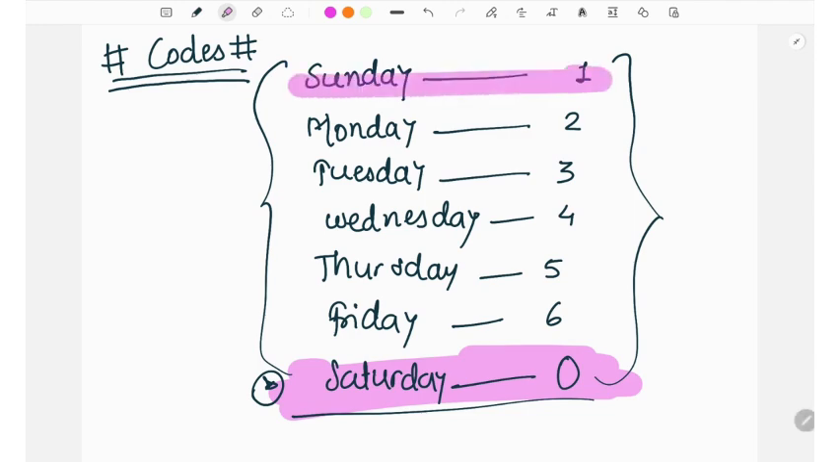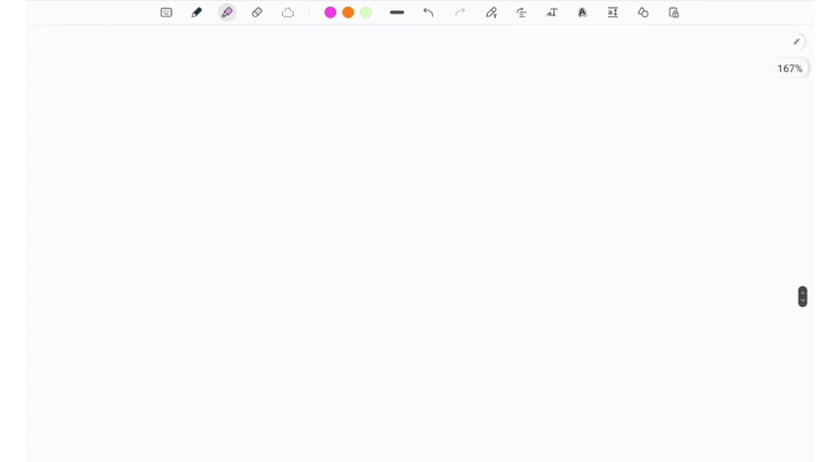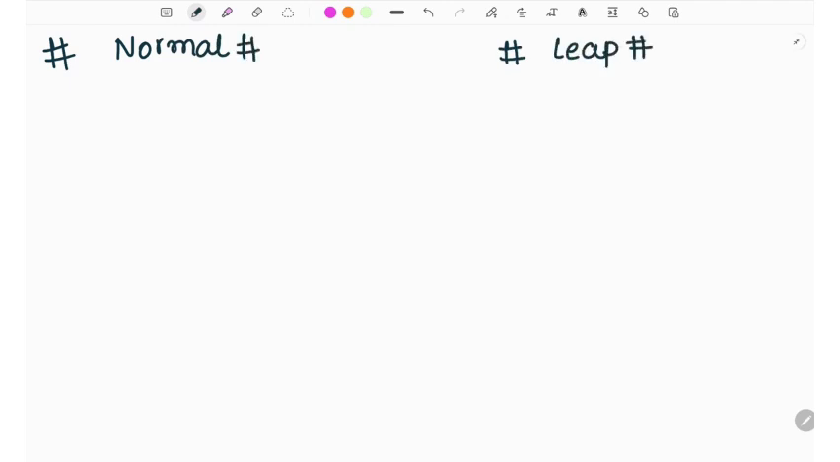Okay, starting up with Sunday with 1, and till Friday we'll use 6, and for Saturday it's a 0. Just simply remember these codes. Okay, moving ahead, students, we are going to see now the codes for year. The codes for year: normal year and leap year. We're going to see the codes for normal year and leap year. Okay, starting up with the normal year.